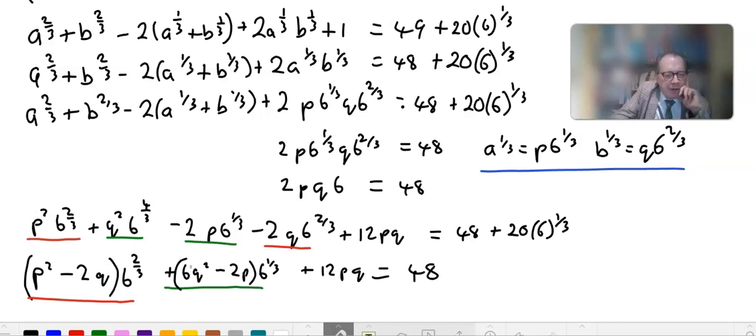And I have grouped everything together there. We've got p squared minus 2q times 6^(2/3), as I have underlined in red. And then underlined in green, I have got 6q squared minus 2p times 6^(1/3), because you'll notice here that you've got q squared times 6^(4/3), which is 6 times 6^(1/3), and that's what I've got in the green underlined brackets here, plus 12pq equals 48 plus 20 lots of 6^(1/3).